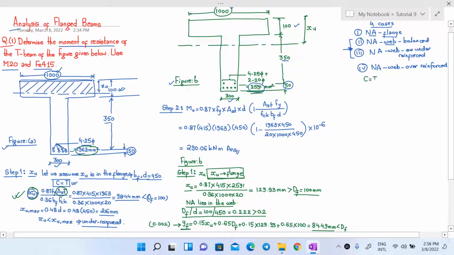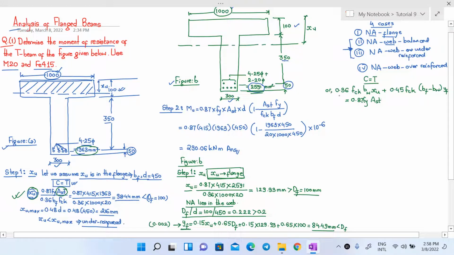Now comparing the equation of compression and tension, we can determine the value of xu. So the total compressive force will be 0.36 fck bw xu plus 0.45 fck (bf minus bw) into yf equals 0.87 fy Ast.